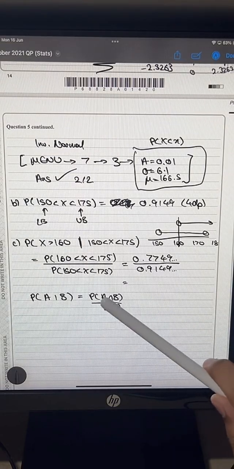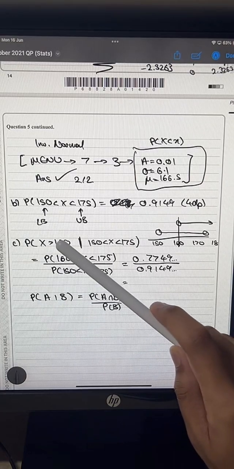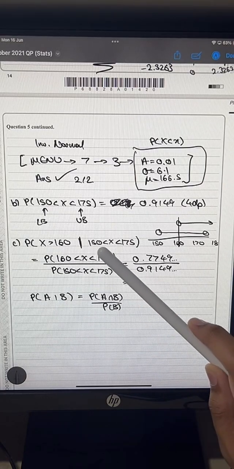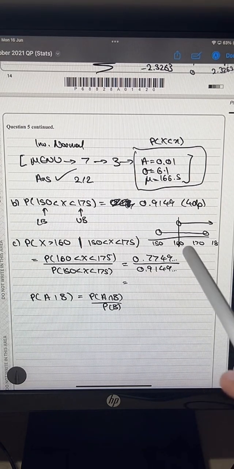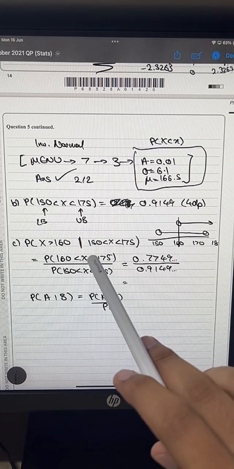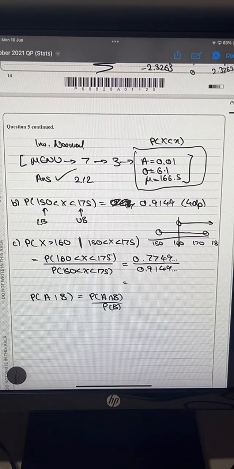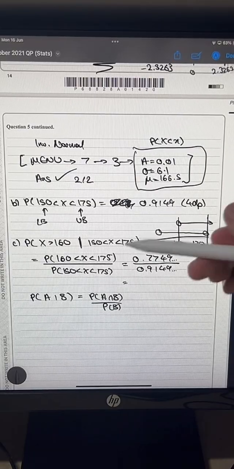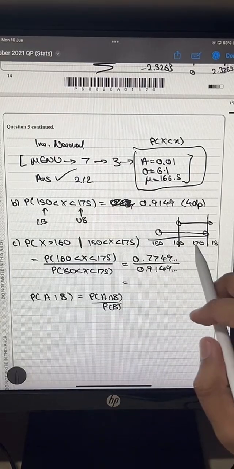This is telling me I need the intersection of the left-hand side and the right-hand side. So I need this event and this event to be happening at the same time. That's like how we do our inequalities diagram here. So if it is greater than 160, that is that section there. And if it's between 150 and 175, that is this section here. I need these to occur at the same time. They occur at the same time in this section here. So that is the intersection A and B. So 160 to 175 is what we put.